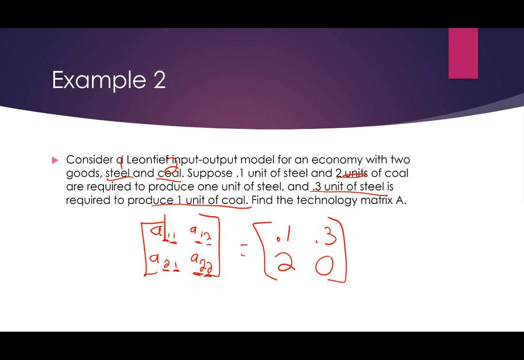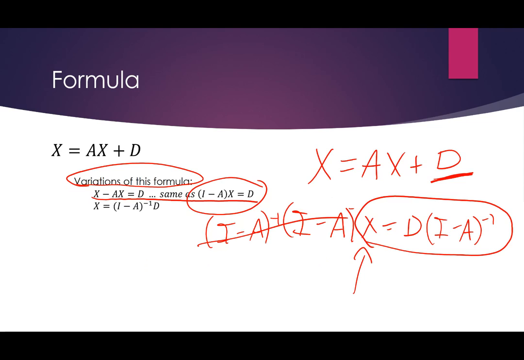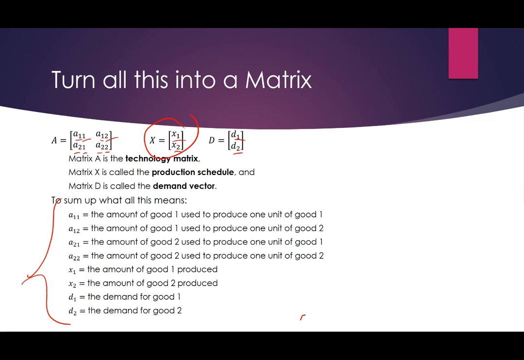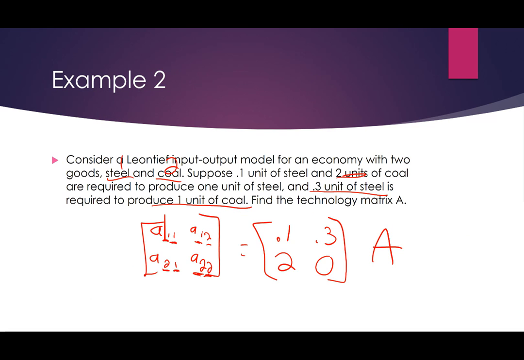So there is your technology matrix, typically referred to as matrix A, as indicated from previous things. Technology matrix, matrix A. It doesn't have to be 2 by 2, but it is 2 by 2 because we're talking about 2 goods, an economy with 2 goods in it. If it's an economy with 3 goods in it, it would be 3 by 3. An economy with 4 goods in it would be 4 by 4, and so on. But this economy has 2 goods, so it's 2 by 2. So this is our technology matrix.